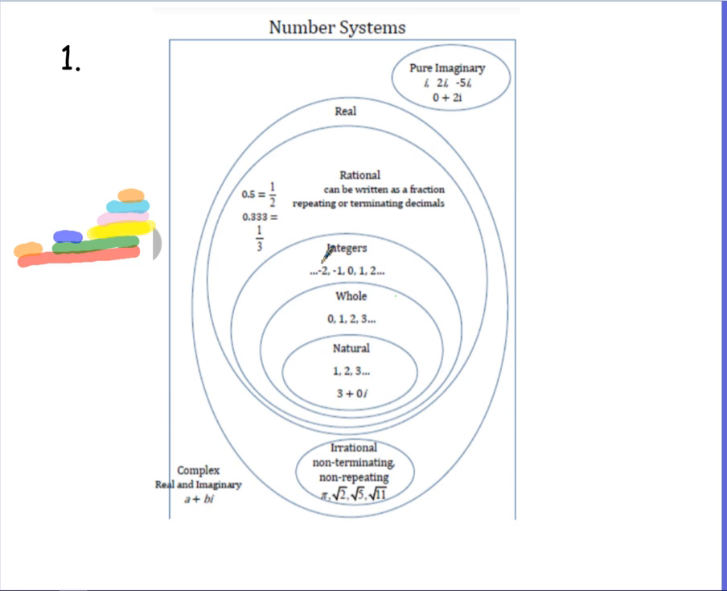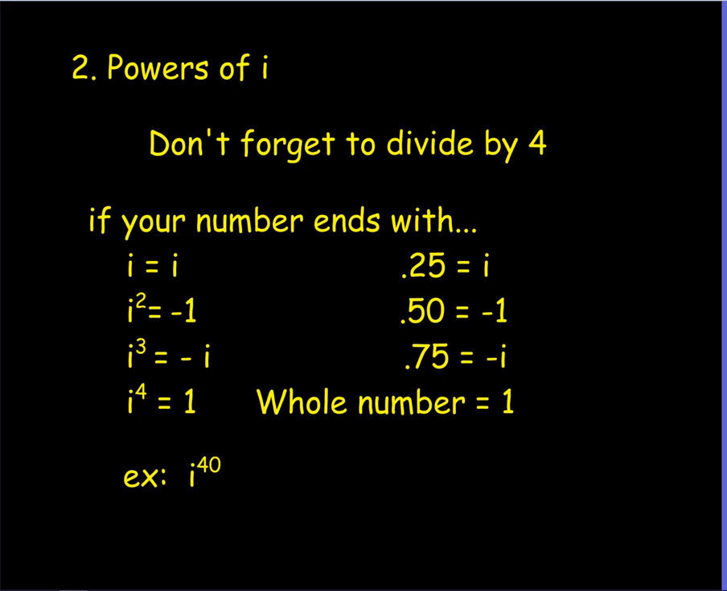-4 is an integer, so that would go through integer, rational, real, and complex, so it would fit all of those particular situations. So make sure you look over and know those number systems. Number 2 is the powers of i, so don't forget the trick there.